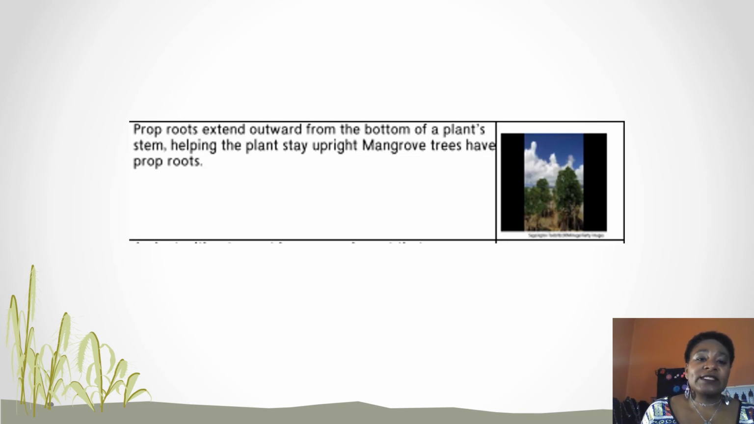The next root is called a prop root. Prop roots extend outward from the bottom of a plant's stem, helping the plant stay upright. Mangrove trees have prop roots. So this particular tree is called a mangrove tree. It has prop roots. They extend outward, kind of like branches, from the bottom of the plant stem, and it helps the plant stay upright.